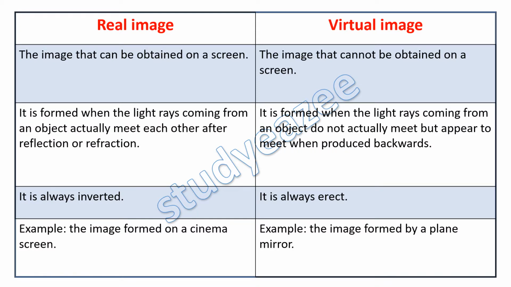Example is the image formed on a cinema screen. It is a real image. An example of a virtual image is the image formed by a plane mirror.